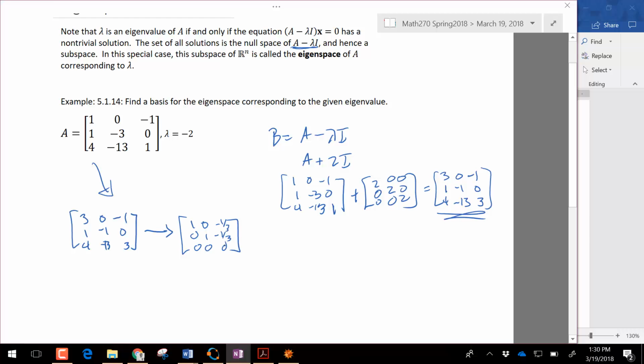So we have a free variable. The third one's a free variable. So x3 is free. x2 is equal to positive 1/3 x3. And then x1 is also 1/3 x3. So it looks like our possible eigenvector.